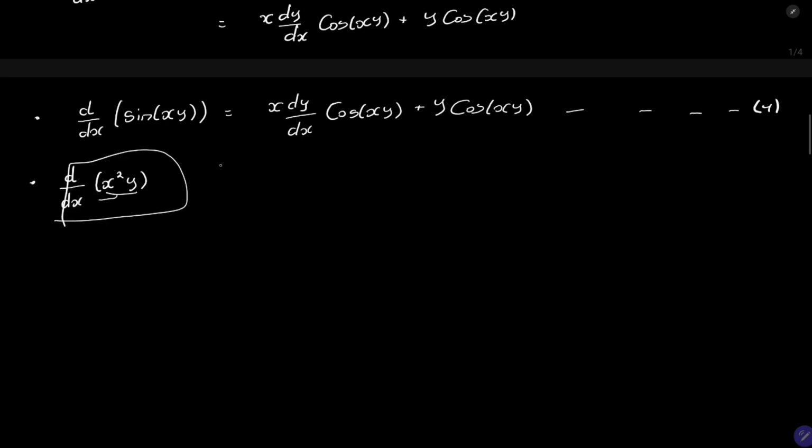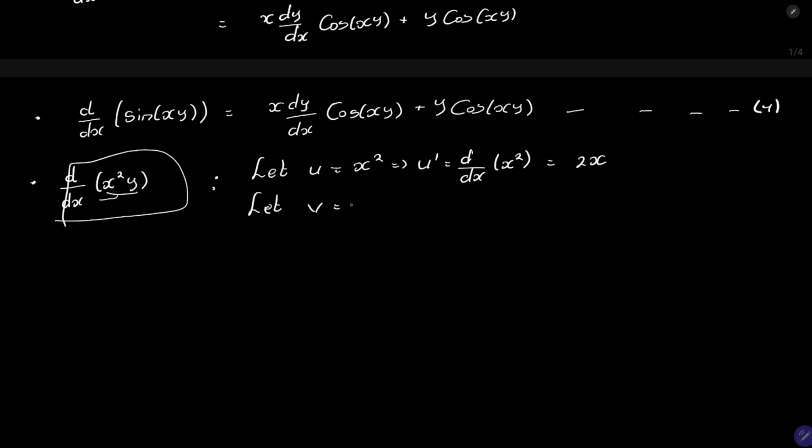The product rule statement has been recalled here above, so we'll just use the same formula. In order to do this, we first need to identify our u and our v. So we'll say let u be the function x squared. This implies that u prime is equal to the derivative with respect to x of our function x squared, which from our power rule gives us 2x. Now we let v be the function y. This implies that v prime is equal to the derivative of y with respect to x, which gives us dy on dx.